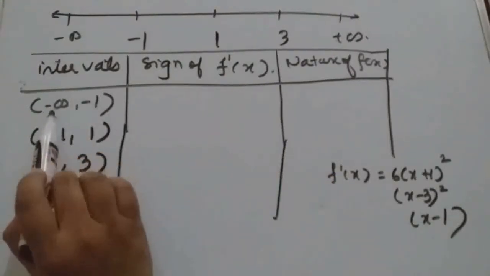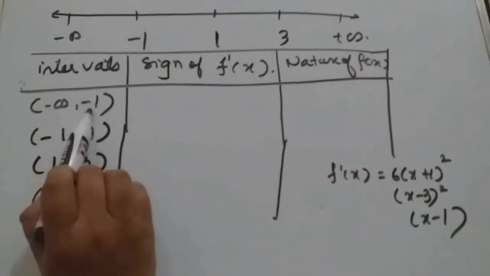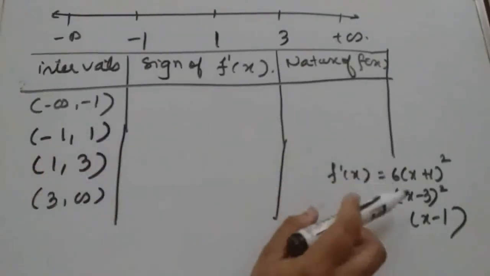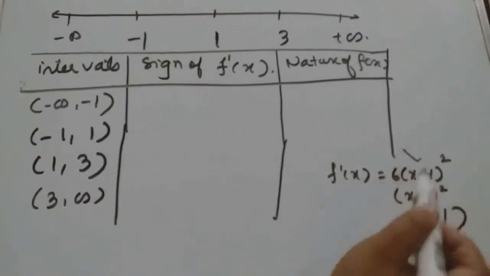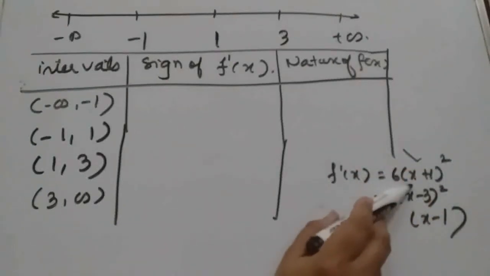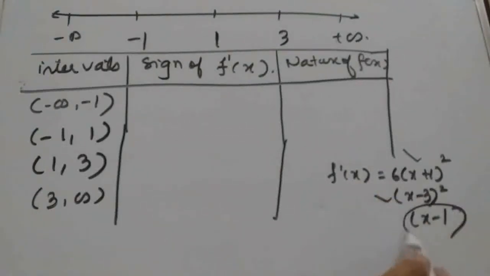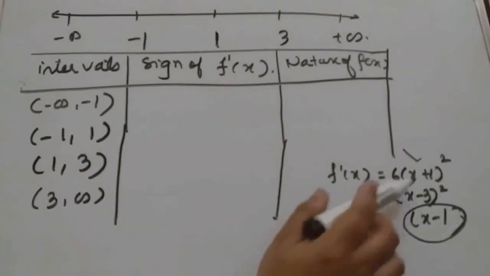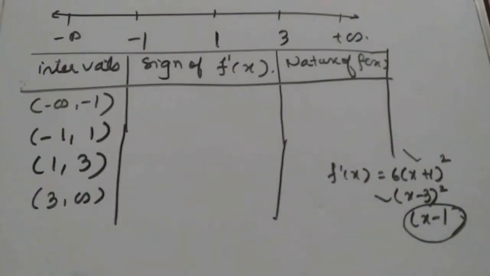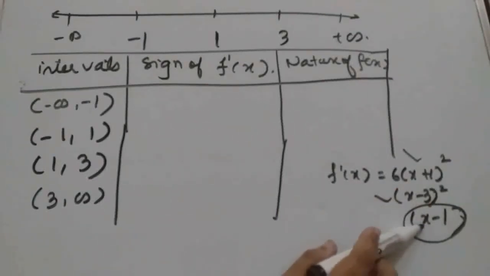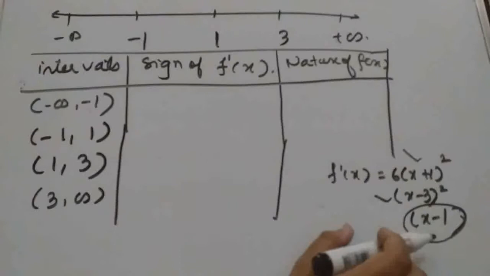See, if we consider first interval, all the values which are less than minus 1. So suppose minus 2 substitute here. See, for these two brackets square is there, so whatever value x you will substitute, you will get positive answer. Okay, so that means we have to check for this bracket only. In each of the intervals, this bracket only we should check, because these two brackets will give positive answer anyhow, because square is there.